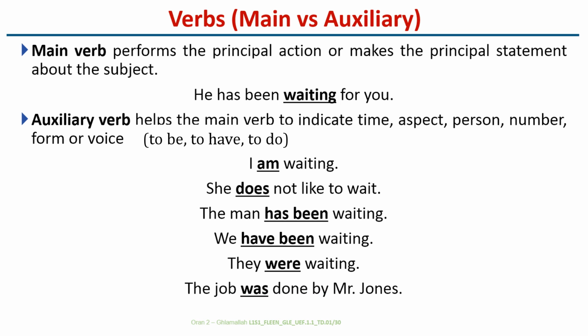The job was done by Mr. Jones. This sentence is in the passive voice. The active voice is Mr. Jones did the job. In transforming the active into passive, we need to conjugate the auxiliary to be in the tense of the main verb. So did becomes was done.